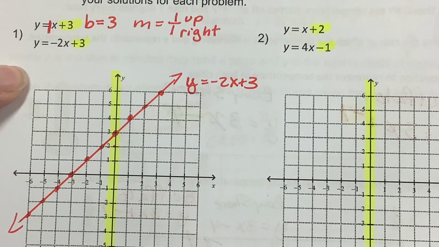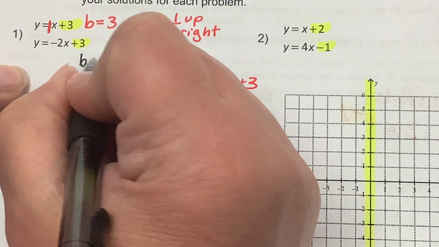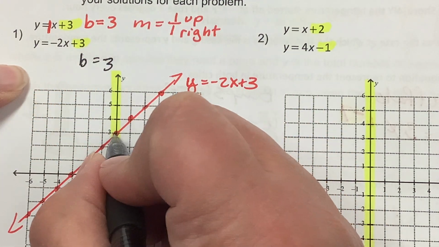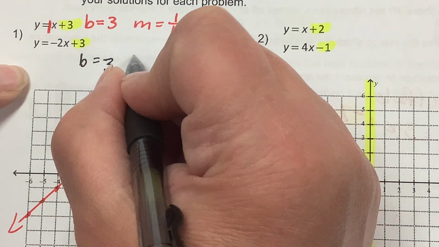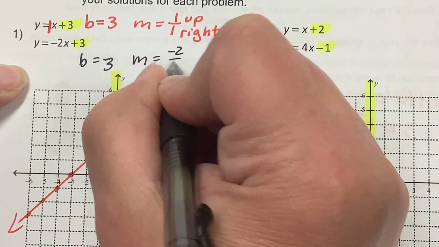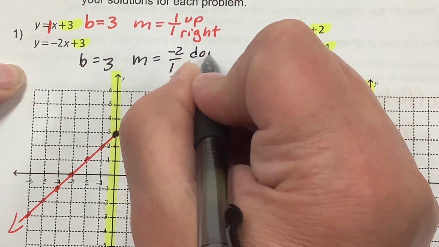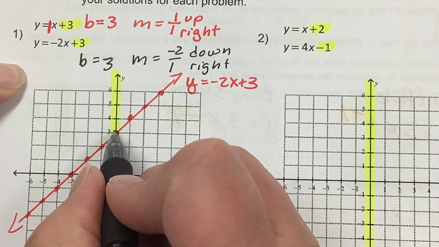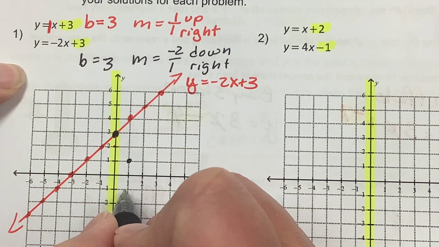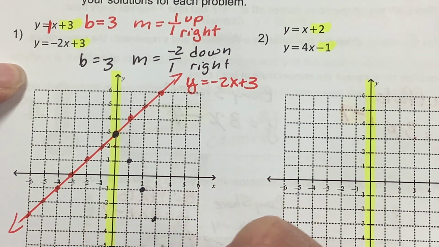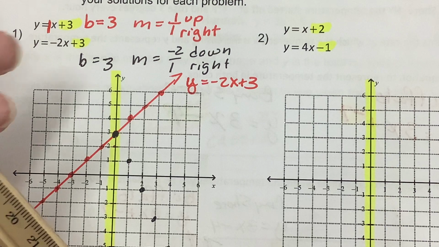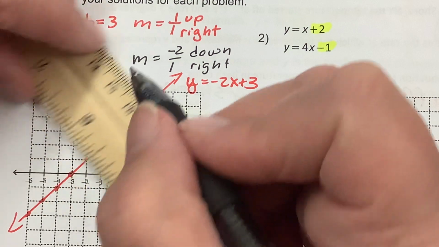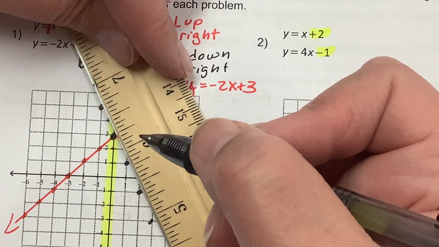Now, taking a look at the other equation, b equals positive 3. So I also am going to begin here at 3. My slope m is negative 2 over 1. Negative 2 means I'm going to go down and to the right. So starting at 3, I'm going down 2, 1 to the right. Down 2, 1 to the right. Until I cross my whole grid. I could follow the pattern up and get another point if I want to, but I already see where they're going to cross.